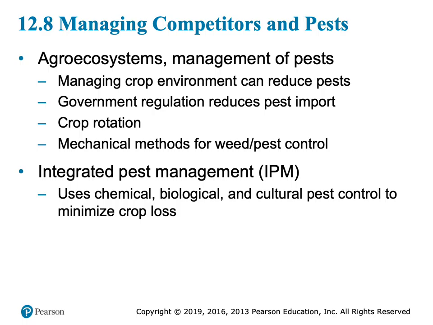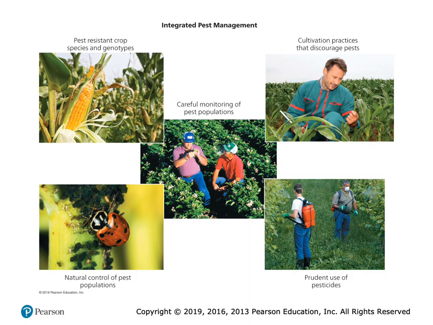Okay, some other ways of managing competitors and pests. You can try to manage the crop environment. Government can try to regulate imports, which will reduce pest import. You can rotate your crops. You can use mechanical methods for weed and pest control, and you can use what we call integrated pest management, which is the use of chemical, biological, and cultural pest control to minimize crop loss. Here's integrated pest management. It combines several strategies to minimize impacts of weeds and pests on crop species. This not only reduces negative environmental effects of pesticides, but it also saves farmers money.